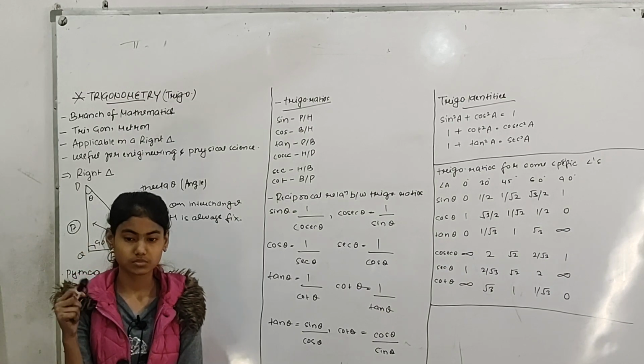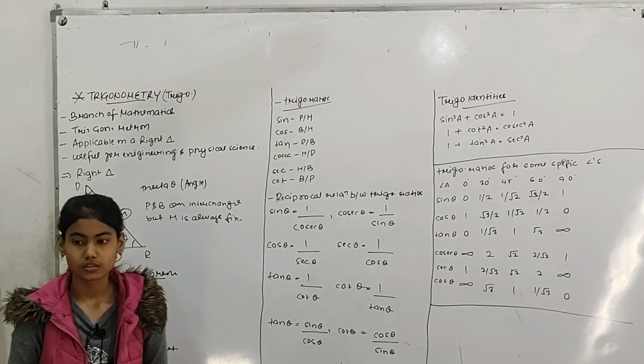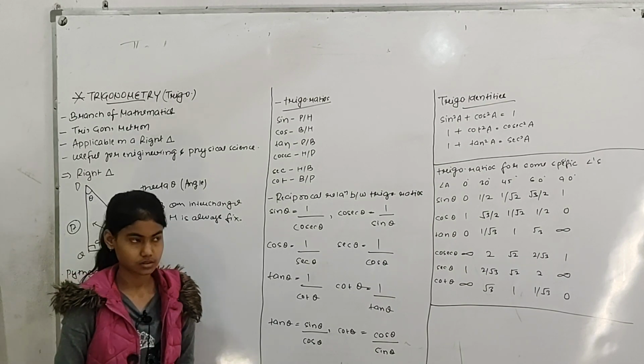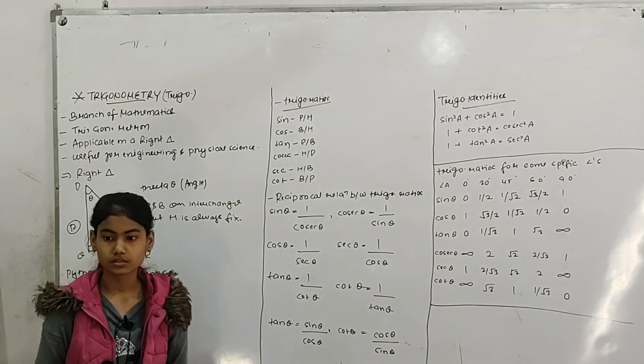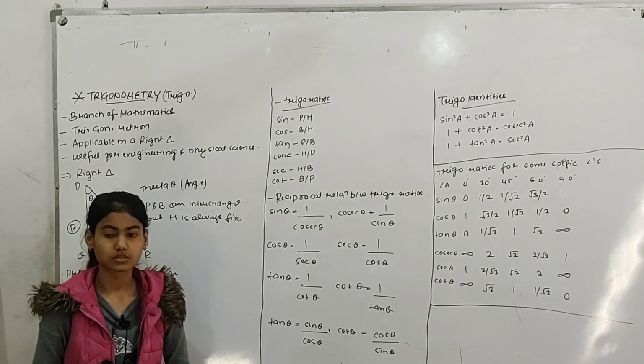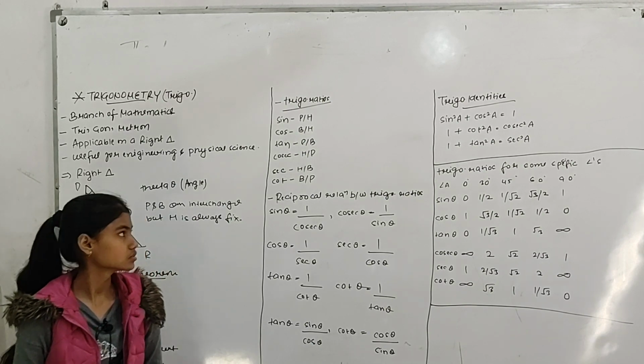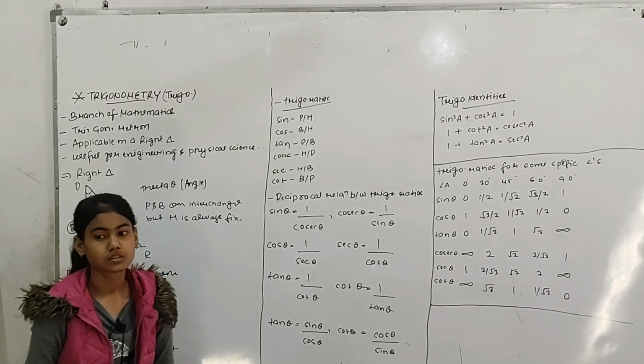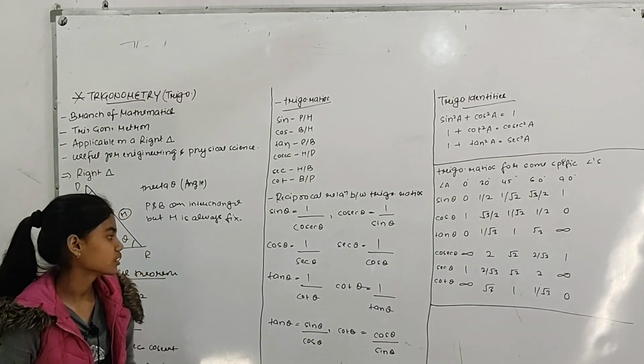What is the value of 1 minus cos square A? 1 minus cos square A is sin square A. Some Pythagorean triplets, example. Pythagorean triplet.